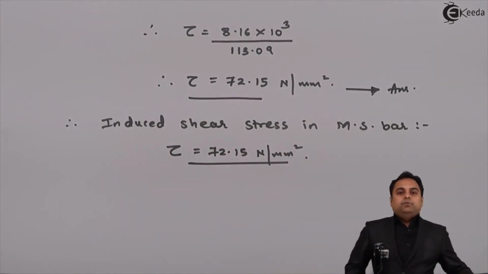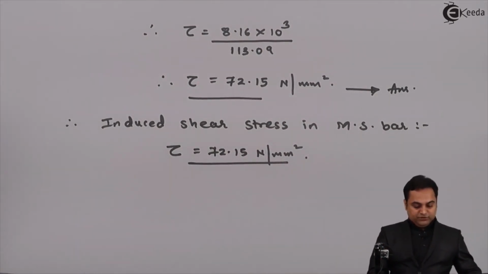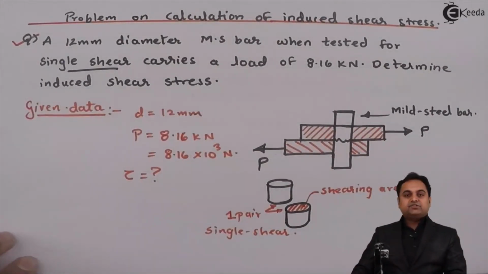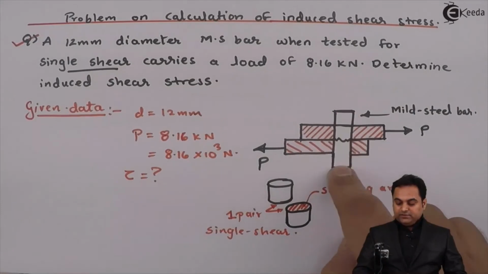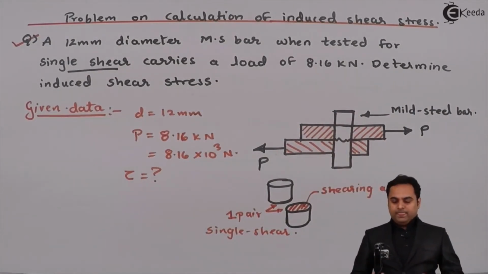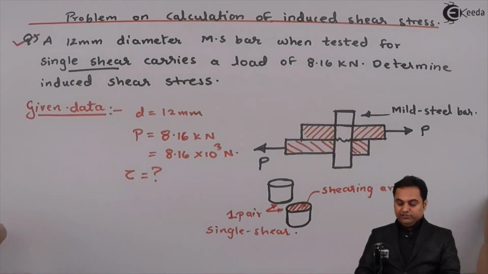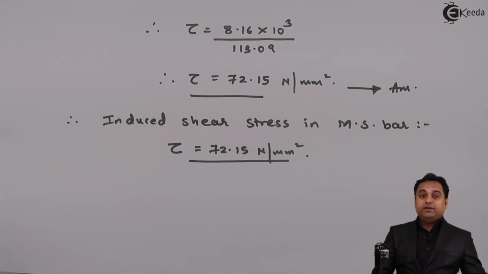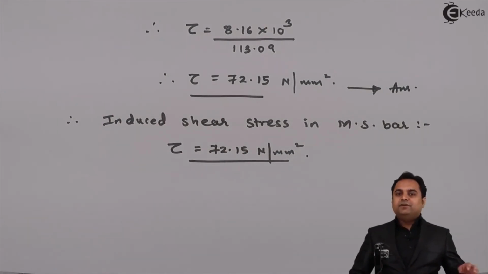So here in this problem, the question was to calculate how much is the shear stress induced in this mild steel bar when it is subjected to shear force, and that stress value we have calculated, it comes out to be 72.15 Newton per mm square, and with this we complete the problem.